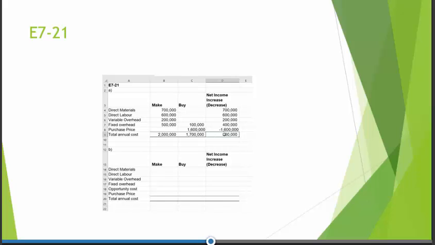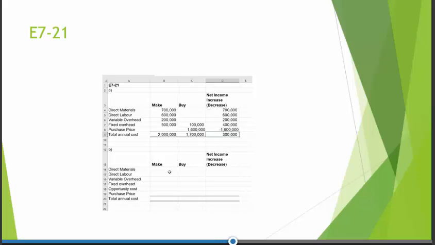We'd look at how much it costs to make them versus how much it's going to cost to buy them, including all relevant costs. That $100,000 of fixed costs that's unavoidable, we'd still have to pay, has to be added to the price to buy it. But that's only $1.7 million, which means it would still cost us less to buy.